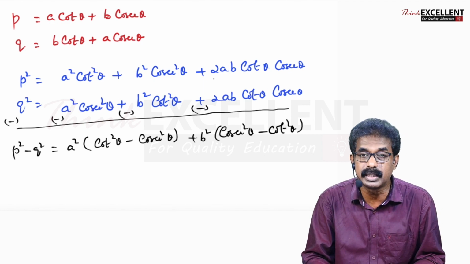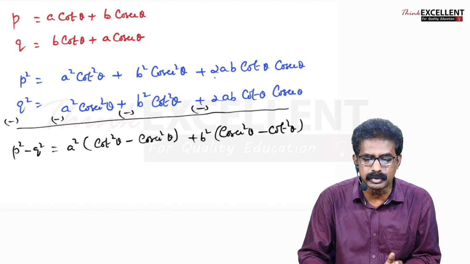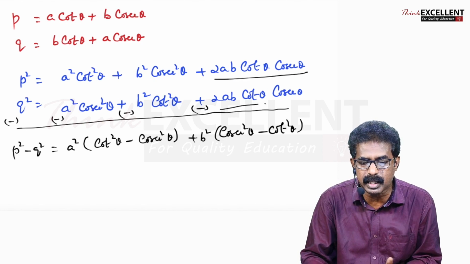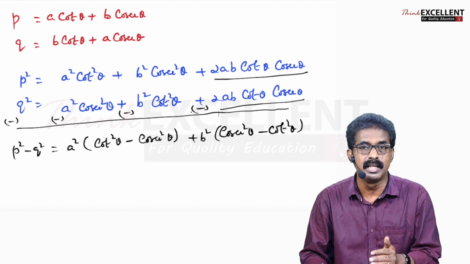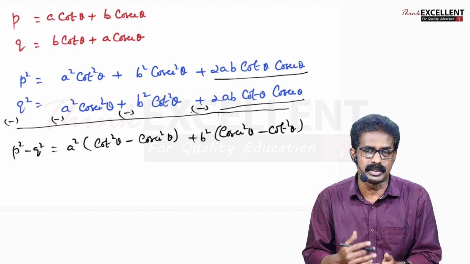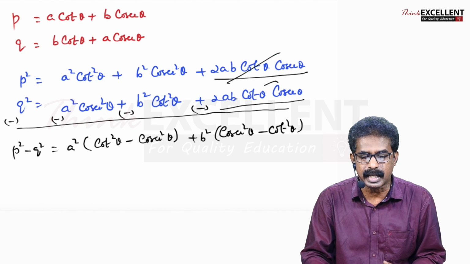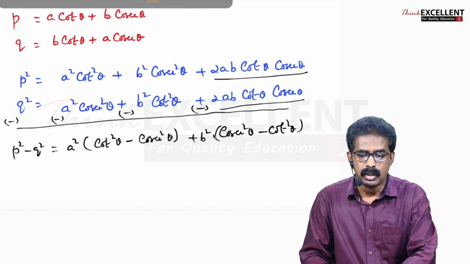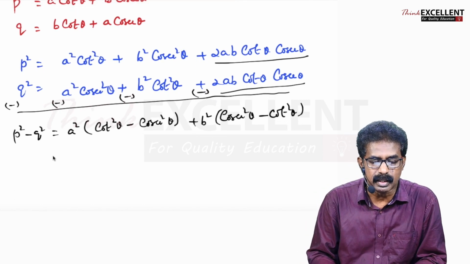And the last one, both get cancelled, because they are like terms. 2AB cot theta cosecant theta, 2AB cot theta cosecant theta. One is plus, one is minus, because now we are subtracting. So change the sign, right? So both get cancelled. So what you are getting? Only this much, right? Now we simplify.